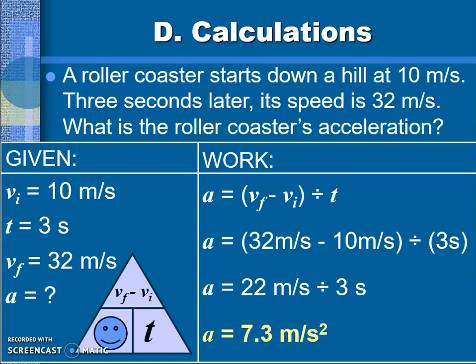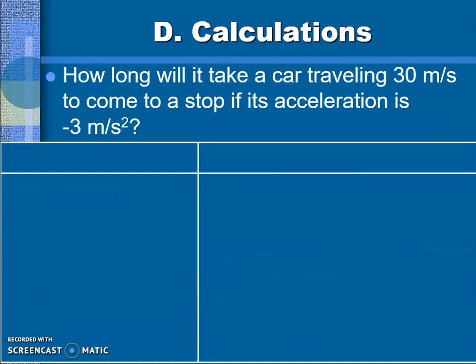All right, let's do another problem. How long will it take a car traveling at 30 meters per second to come to a stop if its acceleration is negative 3 meters per second squared? Okay, so let's analyze. Let's see what kind of information we have. Okay, we want to know our time. How long will it take? So our time is our unknown.